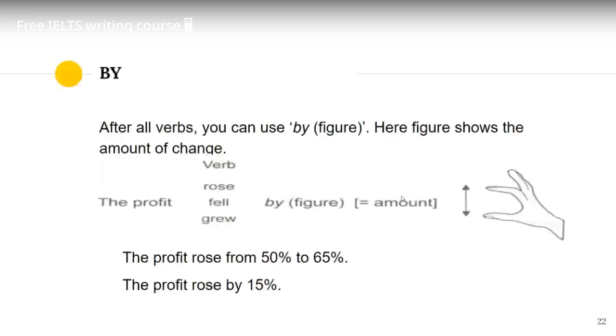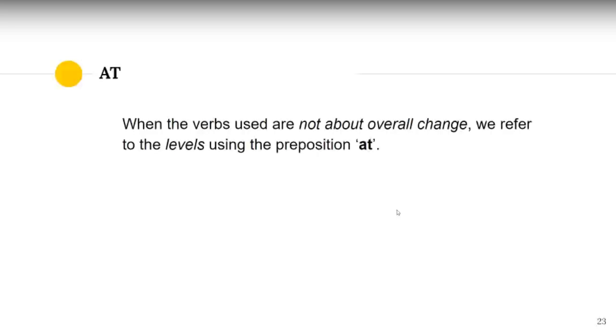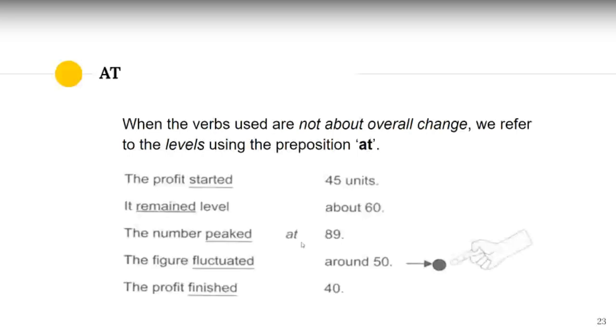Thank you. Now let's move on to another preposition, which is at. So when do we use it? When the verbs used are not about overall change, we refer to the levels using the preposition at. So when you're not talking about overall change, you just use at. You just have to remember to use at with these words, for example: start, remain, peak, fluctuate, finish. With all these words, you have to use the word at. So that's all you have to remember.